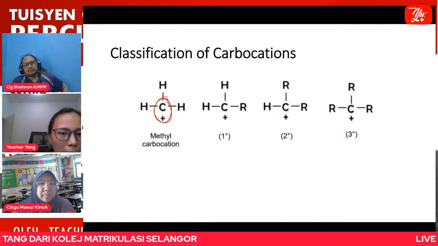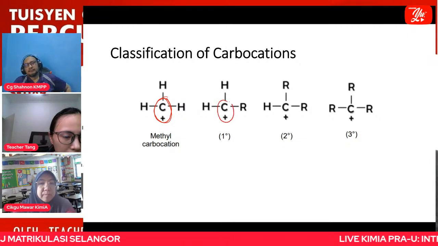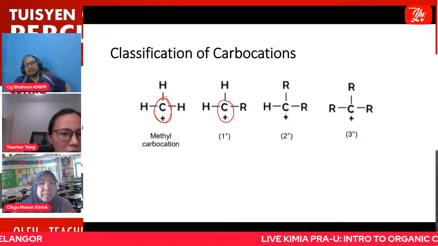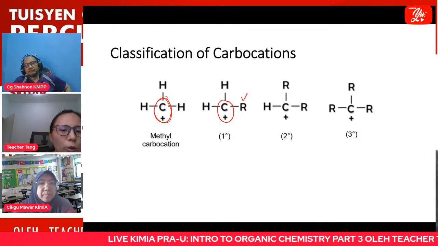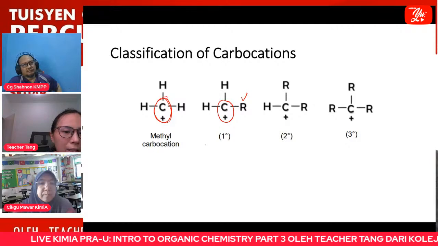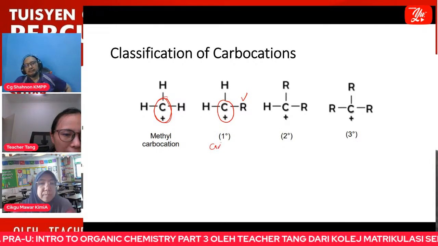Now we circle this reference carbon with the positive charge. Can you see that it is attached to one alkyl group? If it is attached to one alkyl group, then this is called a primary carbocation.